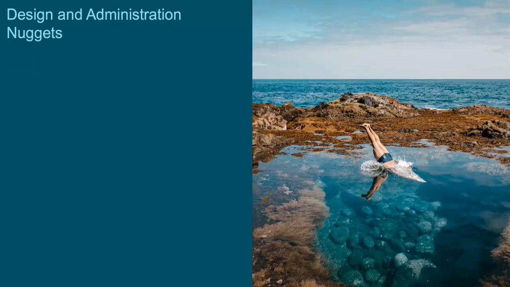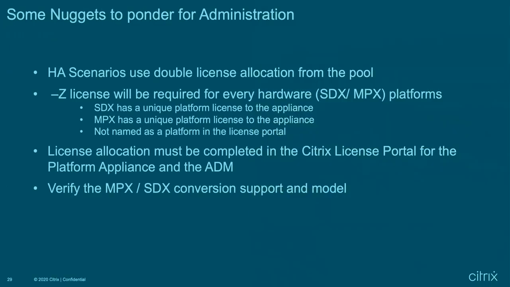Finally, let's cover some design and administration nuggets. HA scenarios, as we have previously mentioned, will use a double allocation from the pool. The reason for that, of course, is that we'll be making allocation on both the primary and the secondary node. Zed, as I would say, or Zee licenses are required for each of the hardware platforms. There's a unique platform license, which is required for both of the MPXs and the SDXs.